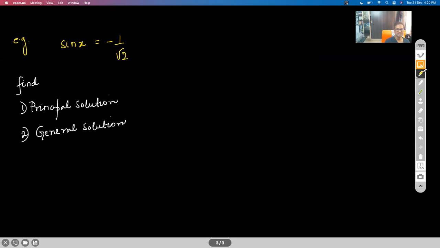Okay, so let's first write down the principal solution. Everybody, please give me the answer to the principal solutions. Which angle between 0 to 2 pi will satisfy sine x equal to minus 1 by root 2?